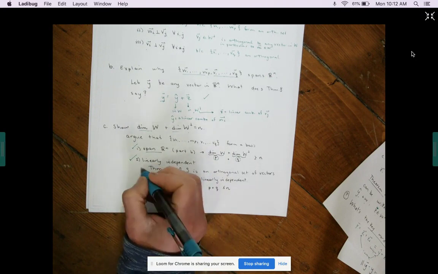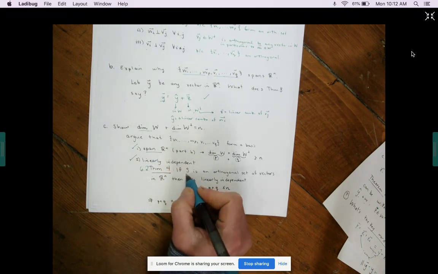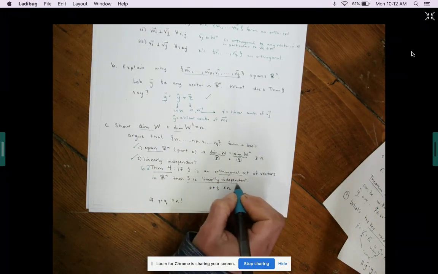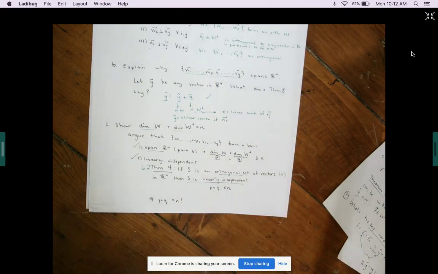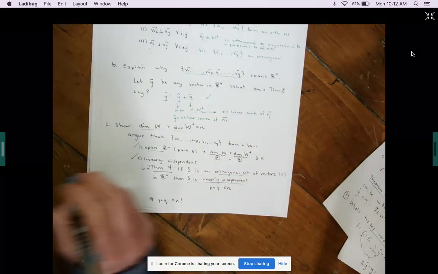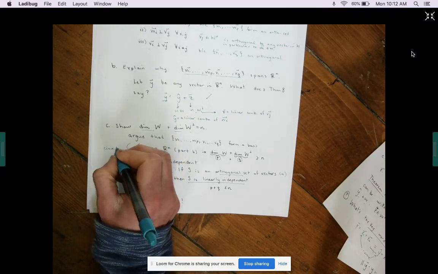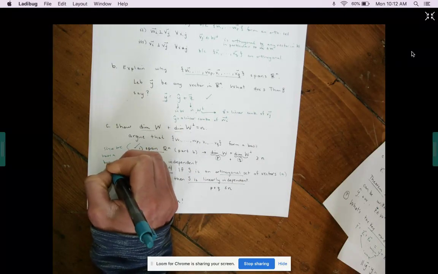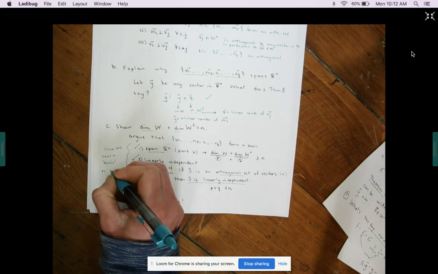But Theorem 4 from section 6.2 tells us that if we have an orthogonal set of vectors, that set of vectors must be linearly independent. And in part A, we proved that they were orthogonal. So since we have a basis, there must be n vectors in it.